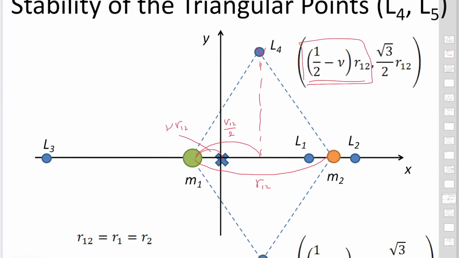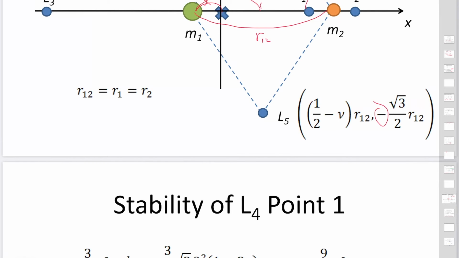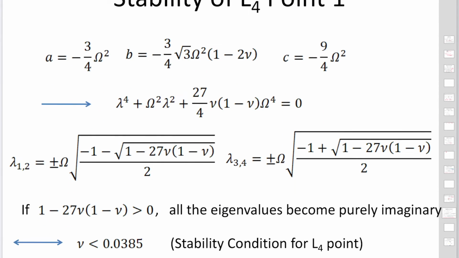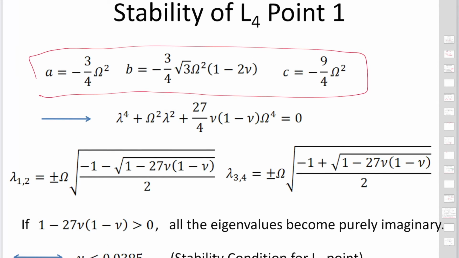This is an equilateral triangle. This is 60 degrees, 60 degrees, 60 degrees. Then the height becomes square root 3 over 2 r sub 1,2. And for L sub 5, the y coordinate, you should put a negative sign here. Then we'd like to calculate A, B, C. I skip the calculations, but you can easily show A, B, C's eigenvalues.